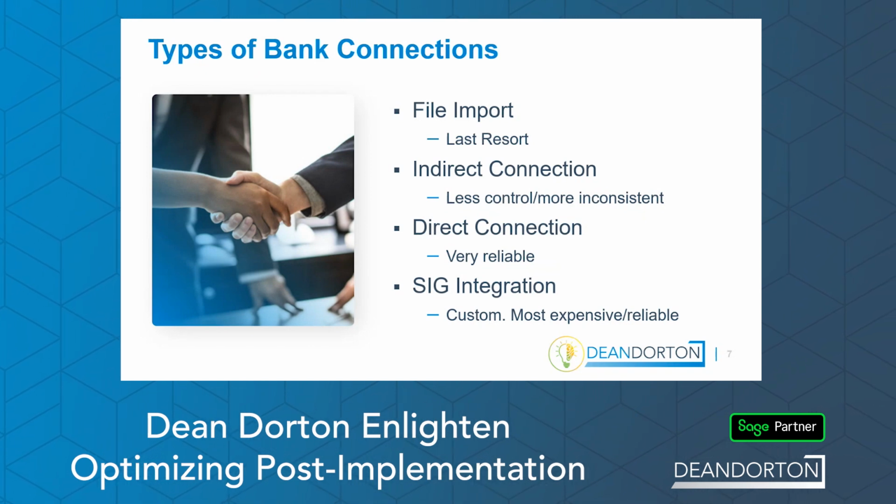The next is going to be an indirect connection. This is typically happening through a third party connection. A lot of times there might be a fee for this type of connection, and you also are subject to whatever whims that third party has as far as what pieces are going to pull over from your bank and what it looks like. So the way I view the indirect connection is less control and more inconsistency, but it does typically have a little bit lower price tag.